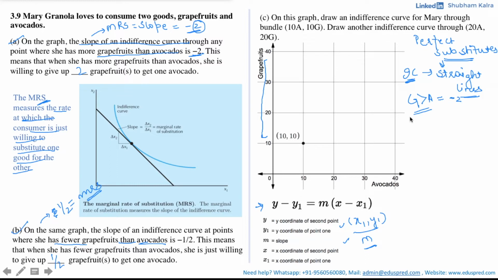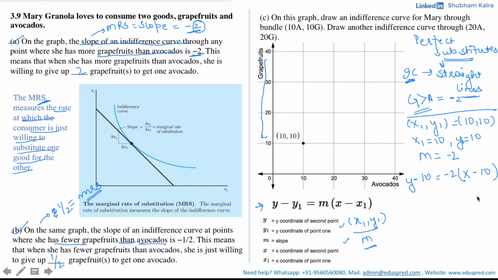Let's do that. Here our indifference curve passes through the point 10 comma 10. So here your x1 comma y1 would be 10 comma 10, which means your x1 is 10 and your y1 is 10. Also it is given to us that the slope is minus 2, which means your m is equal to minus 2. Now all you have to do is just substitute these values into this equation, which would give you the equation as y minus y1, which is 10, is equal to m, which is minus 2, multiplied by x minus x1, which is again 10.